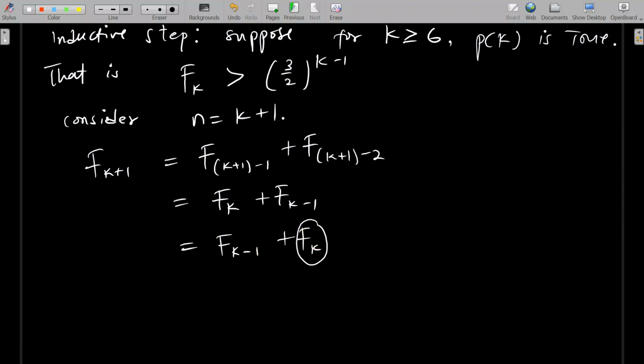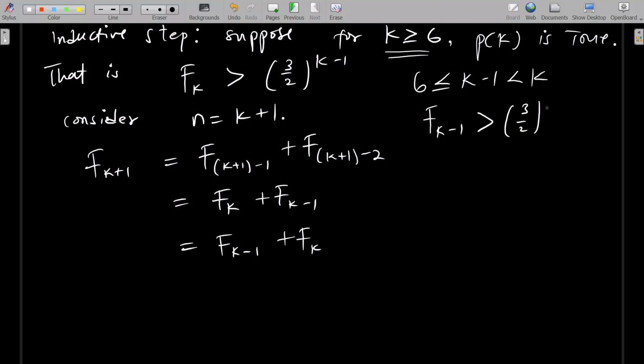Now we've already shown that f sub k is true, and k minus 1 is less than k, right? Notice that we started with 6, so we can say that 6 is less than or equal to k minus 1, less than k. That is where we started, right? So it means anything that is below k is also true. So luckily for us, k minus 1 is less than k, so it means f sub k minus 1 is also greater than 3 over 2 to the power k minus 1 minus 1, right?